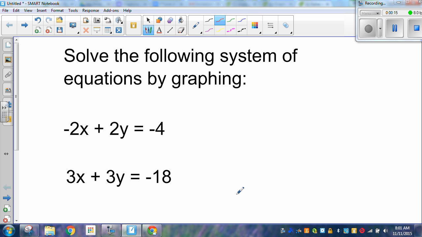It's easy to get overwhelmed when you look at a problem like this, but if you break it down into the sum of its parts, each individual thing, it's not too bad. Let's start with this equation right here. Let's hone in on it. When I look at it, I know it's not in slope-intercept form.